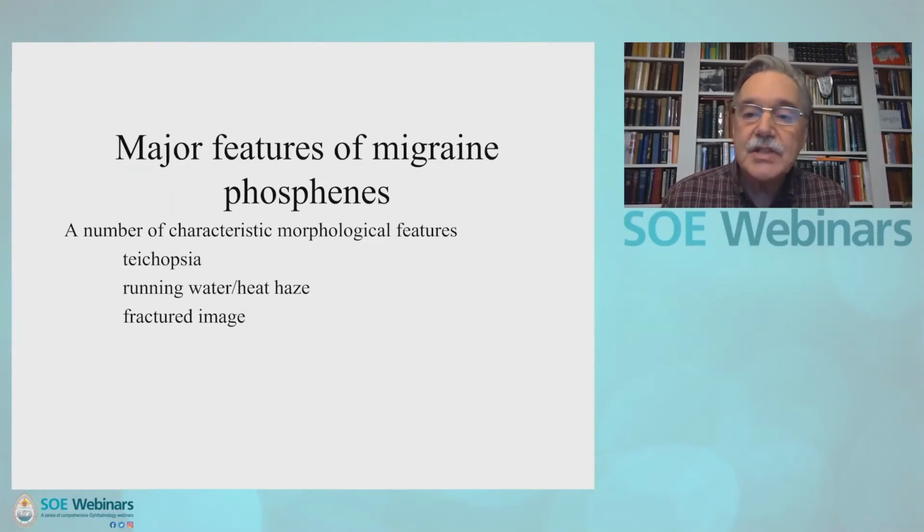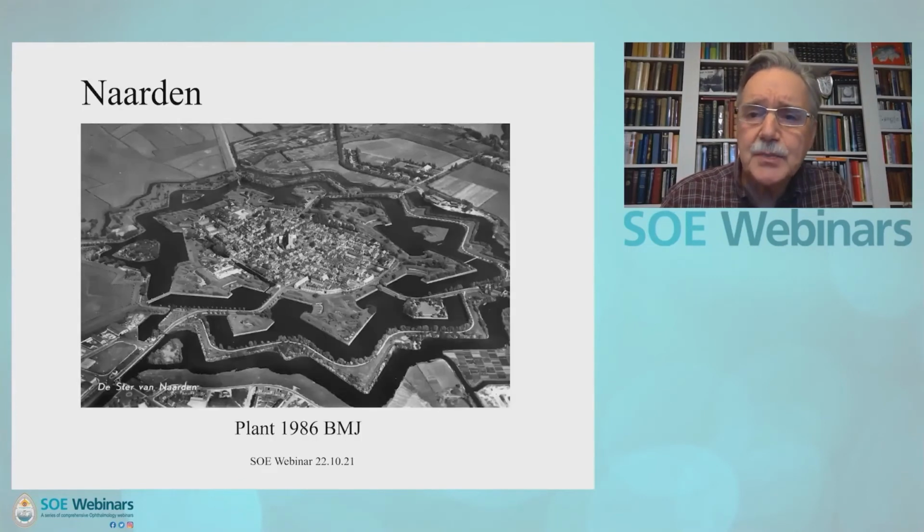The other characteristic are the morphological features, and teichopsia or zigzags is the most common. Another is like looking through running water or heat haze, or an image that's fractured or broken up in some way. There's many variations on this, but these are fairly common. So you need to also inquire exactly what the patient experienced. I mentioned the term teichopsia meaning zigzags.